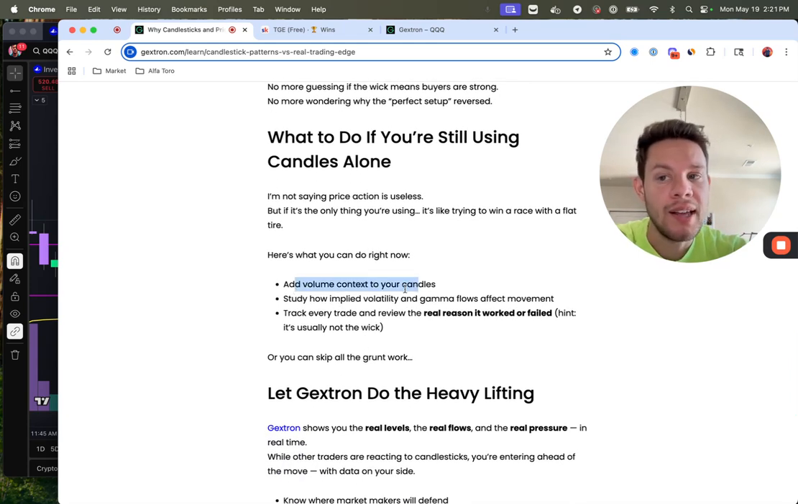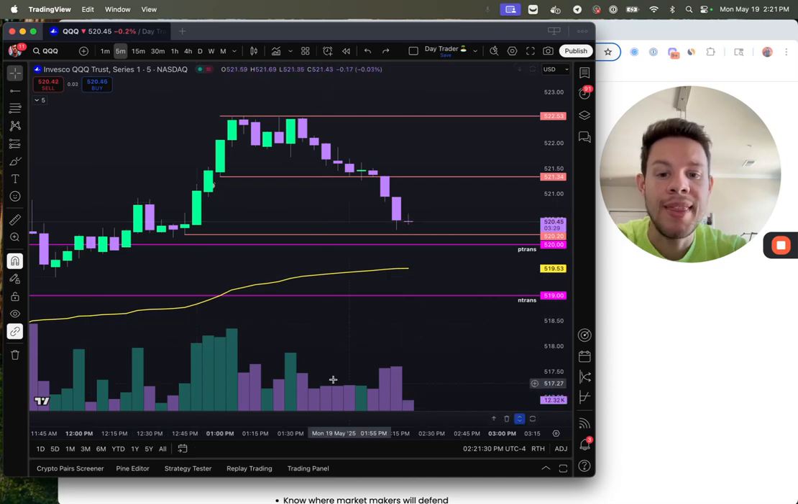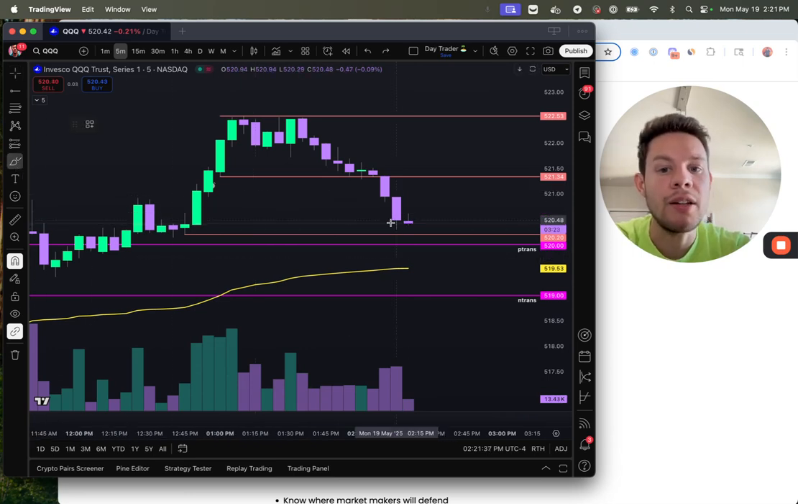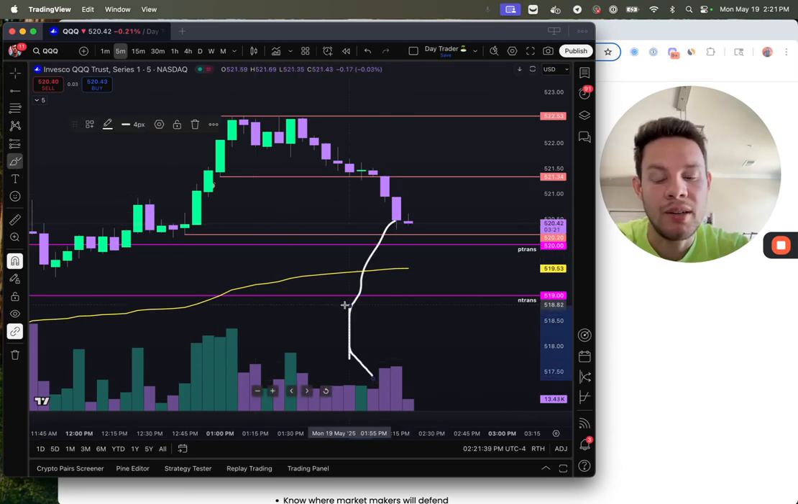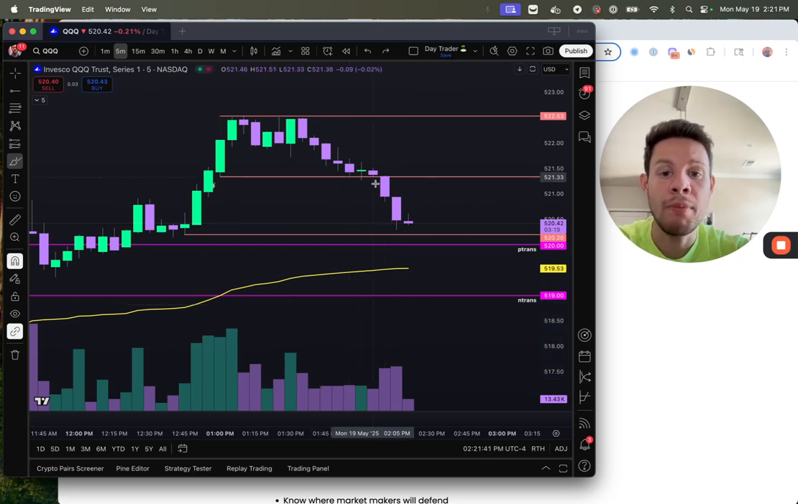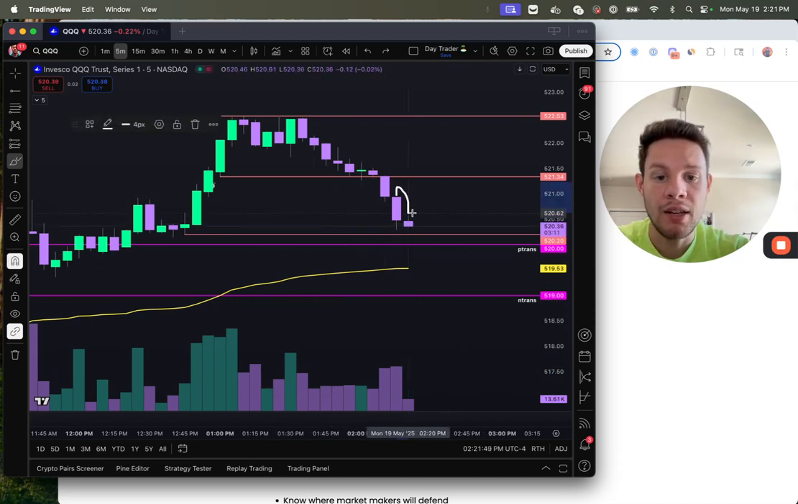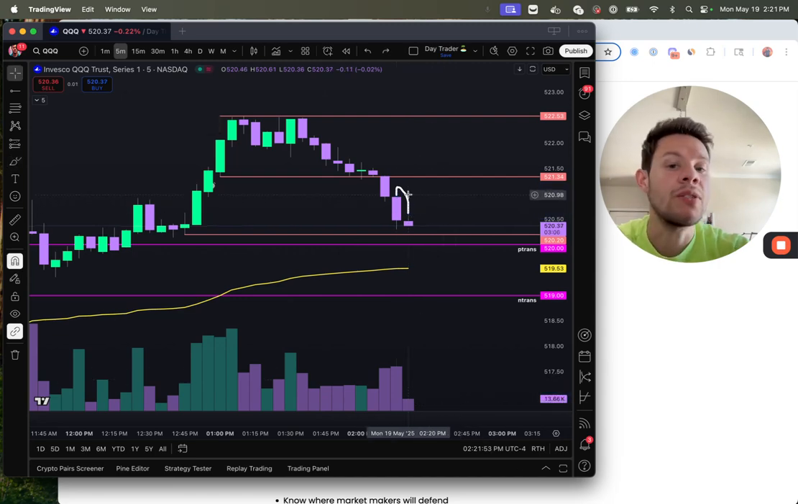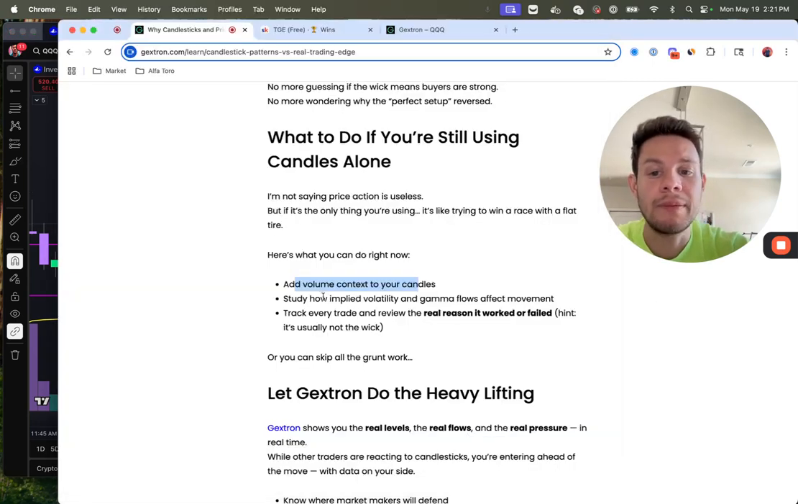Add volume context. I don't know how many times I've seen traders not have the volume context here. At least do that. At least that way you can put price action and volume together. That alone is a strong combination. Because if price is coming down here and you see strong volume rising, then it's a strong selling zone, right? That's strong. If you see price going down but with low volume, that could tell you that sellers are getting exhausted. So pay attention to things like that.